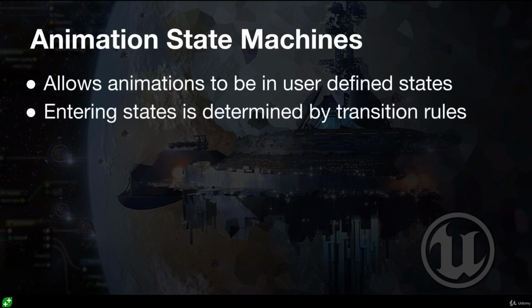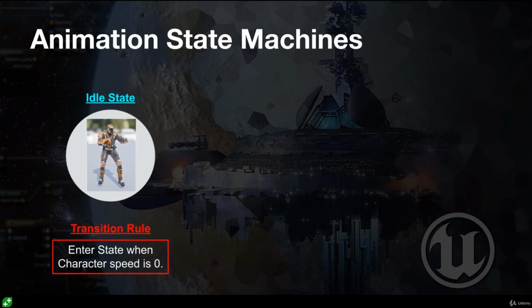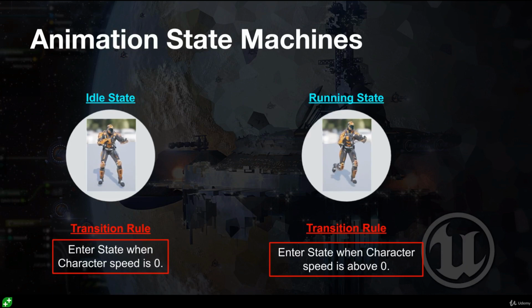For example, our character would only be in an idle state when he isn't moving, so the transition rule would check to see if the character's speed is equal to 0. When the character is moving throughout the world, we should be in the running state, so the running state would have a transition rule that would check to see if the character's speed is above 0. So let's take a look at how we can create a state machine in our anim graph.